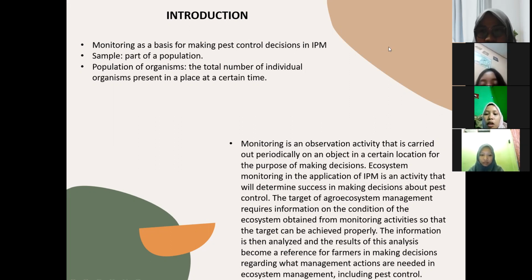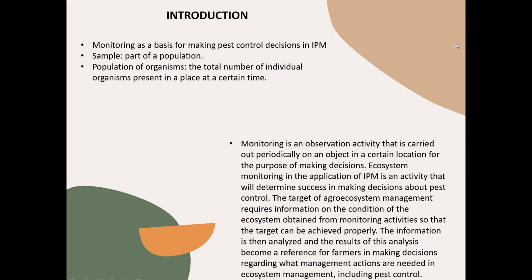Ecosystem monitoring in the application of IPM is an activity that will determine success in making decisions about pest control. The target of agro-ecosystem management requires information on the condition of the ecosystem obtained from monitoring activities so that the target can be achieved properly. The information is then analyzed and the result of this analysis becomes a reference for farmers in making decisions regarding what management actions are needed in ecosystem management, including pest control.